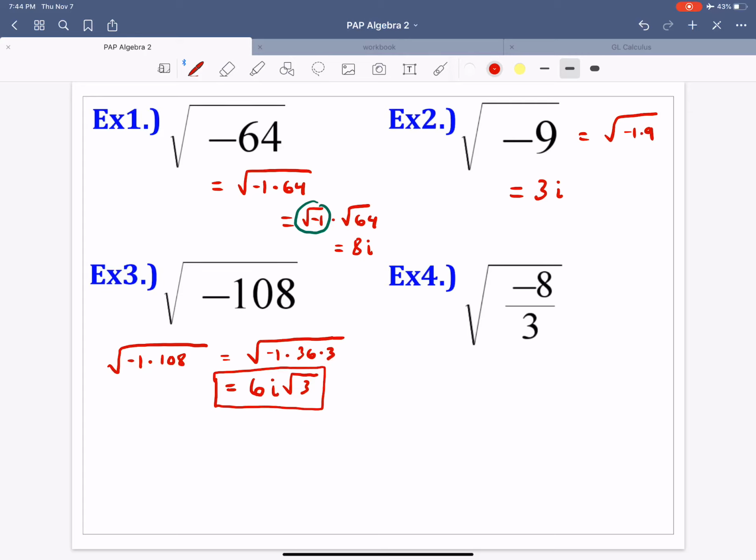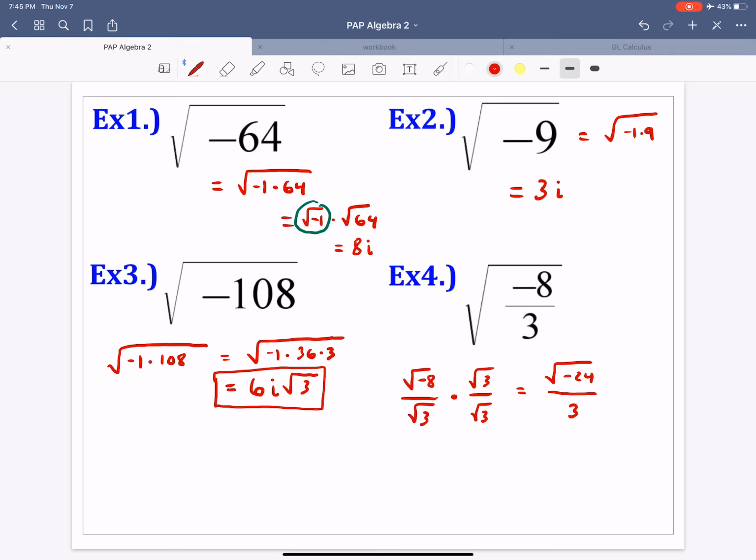Now, on example 4, we're going to combine what we know about radicals from the past. Actually, I'm not going to do it like that. I'm just going to rewrite it. We're going to split example 4 up into the square root of negative 8 all over the square root of 3. Now, hopefully you remember that we're not allowed to leave radicals in our denominator, so I'm going to get rid of that by multiplying by the square root of 3 over the square root of 3. So the top becomes the square root of negative 24 all over 3.